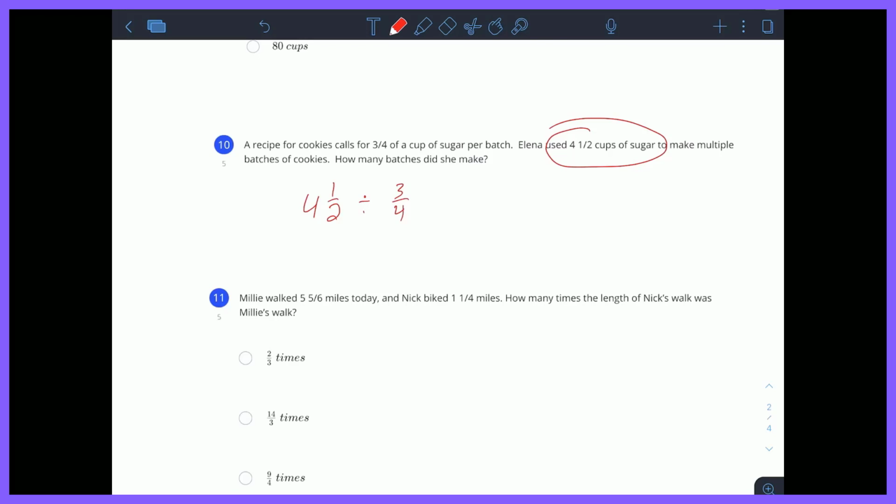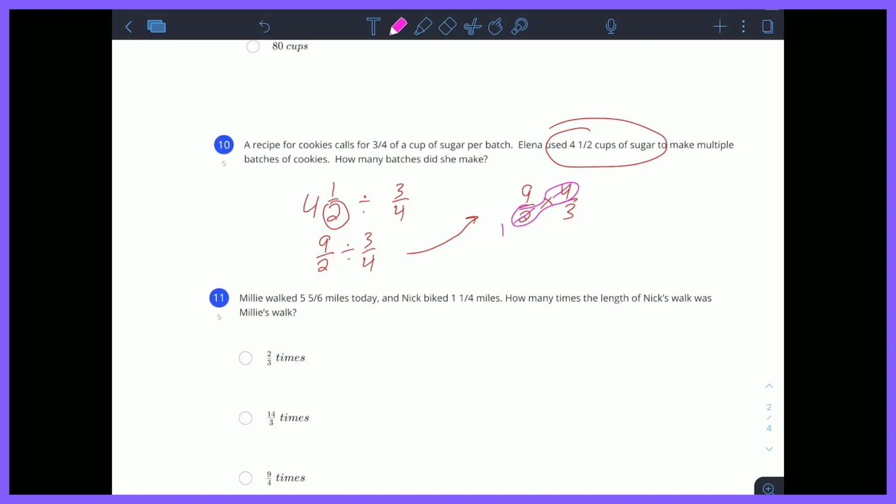That means we need to change 4.5 to an improper fraction. So 2 times 4 makes 8, plus 1 makes 9 halves, divided by 3/4. And I'm going to go ahead and switch it to a keep, change, flip over here. So it would be 9 halves multiplied by 4/3. I'm looking to simplify diagonally. I got lucky here, 4 and 2 also, and the 9 and 3 as well.